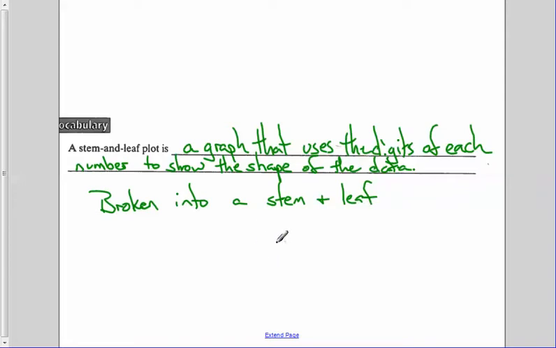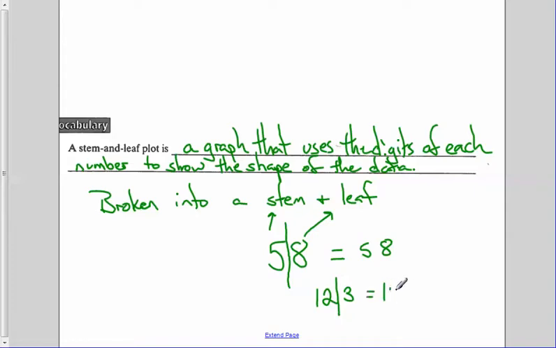So let's use the number 58 as an example. If I took 58 and broke it into a stem and a leaf, I'm going to take a line and break it straight down and say the 5 is my stem and my 8 is my leaf. The 5 with the bar down the middle between the 8, that would equal 58. So if I had 12 with the bar and then 3, this number would equal 123.